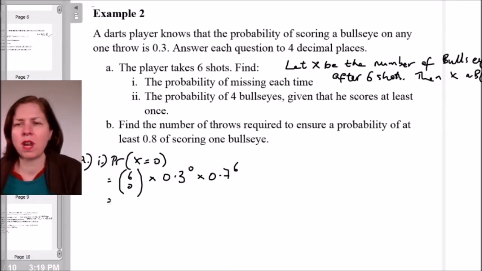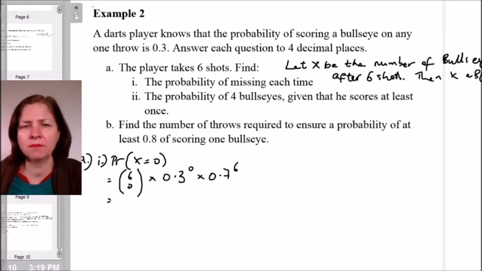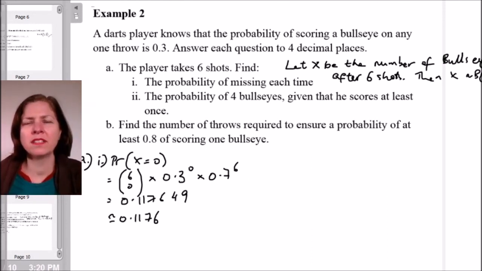So I'm going to pause while I go and plug that into my calculator, and I get 0.117649, but I'm asked to go to 4 decimal places, so 0.1176. Okay, part A, so far so good.